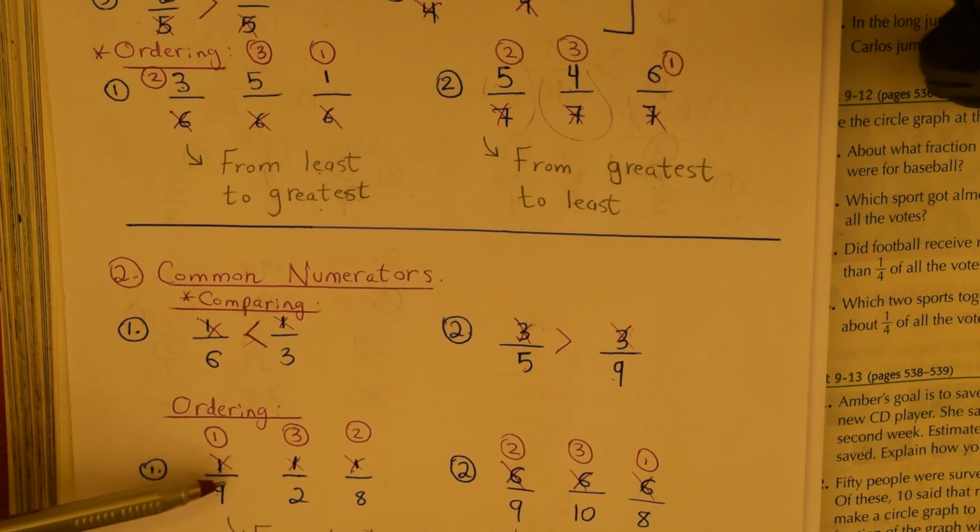Here I want you to order from least to greatest. Then I will see I have 9, 2 and 8. 9 is the greatest number, then 1 over 9 is the smallest fraction, then 1 over 8, then half.